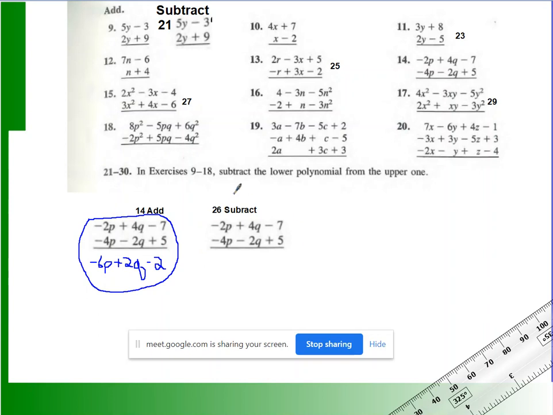For problem 26, instead of adding, we are now subtracting. So imagine, if you will, there's a negative sign in front of this whole polynomial, this whole trinomial. So we have negative 2p minus negative 4p. And you'll remember that subtracting a negative is the same as adding a positive. So really, you can think about this as 2p plus 4p for a total of? 6p. Wait. Negative 4 plus, sorry, negative 2 plus 4 is 6?